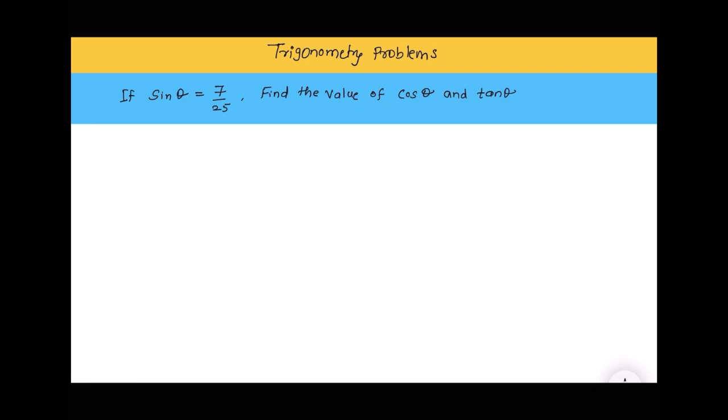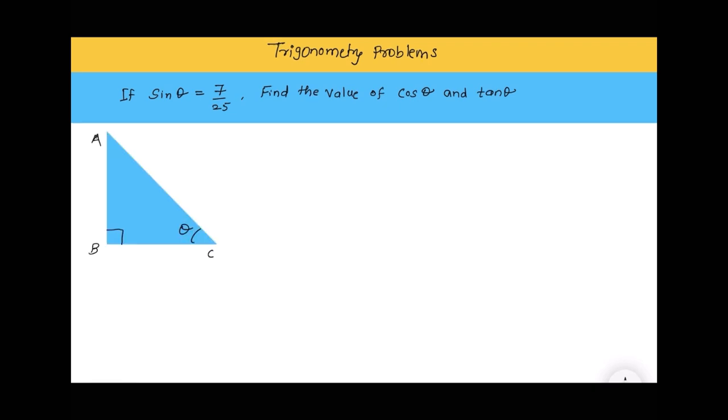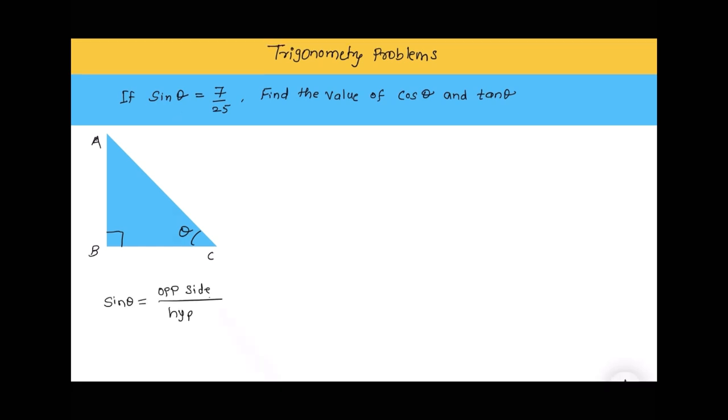To understand this problem, let us draw a right angle triangle. What you see on your screen is triangle ABC, in which angle B is 90 degrees and angle C is theta. Let us again revise what we have learned about sine theta. Sine theta is opposite side upon hypotenuse, and we have been given sine theta as 7 by 25. So that means the opposite side of theta, which is side AB, is 7 units and the hypotenuse is 25 units. We need to find side BC in order to get cos theta and tan theta.